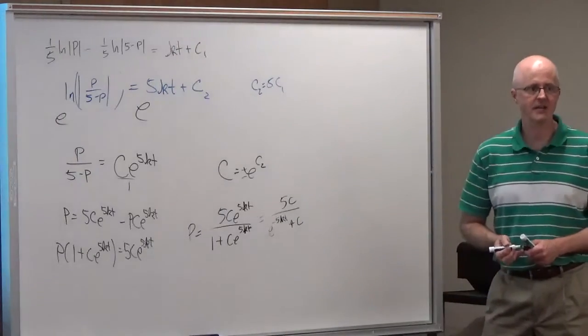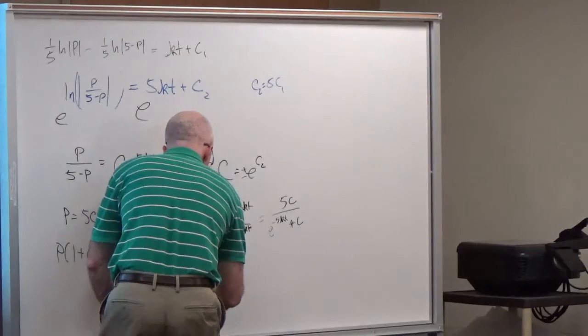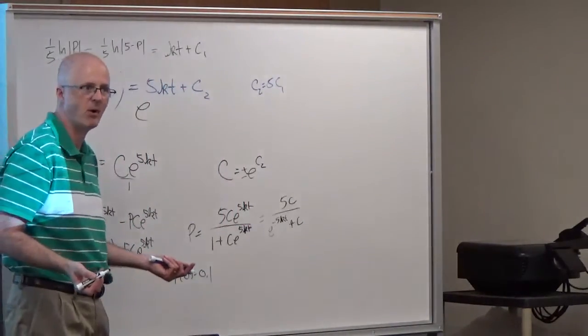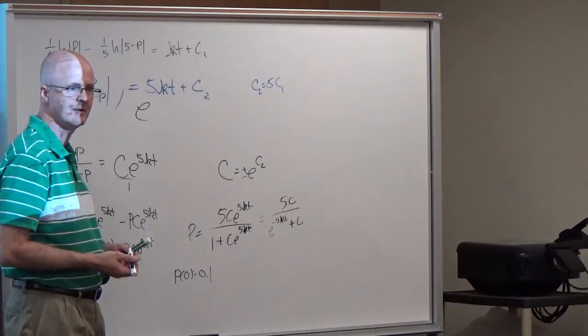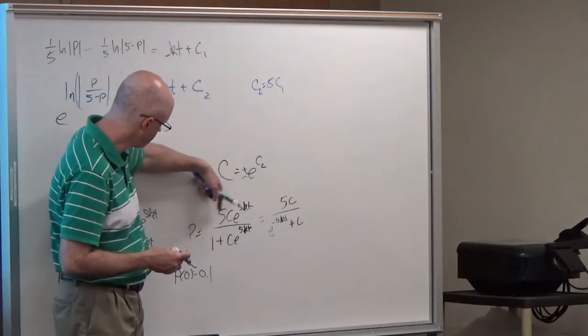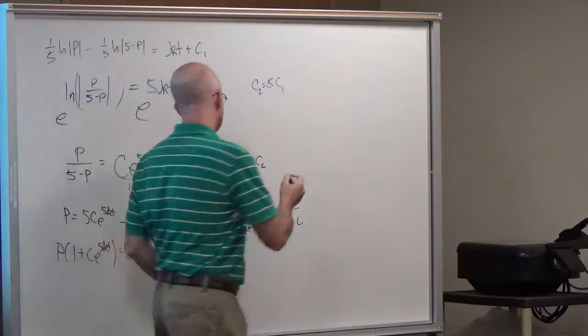If I had an initial condition like p of 0 equals 0.1, representing 100 rabbits, 0.1000 would be 100 rabbits, I could solve for c. I'm not going to take the time to do that. I plug in 0.1 for p and 0 for t. E to the 0 is 1. I guess it wouldn't be too bad. Let me do it quick.